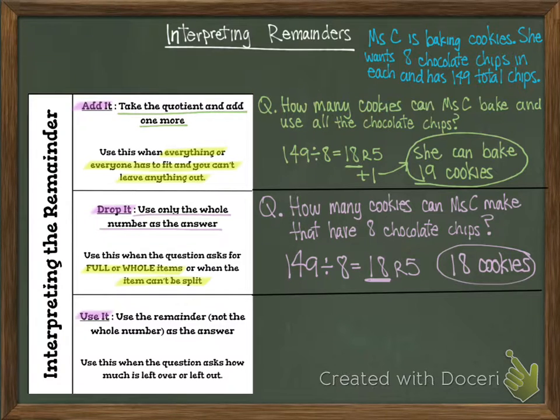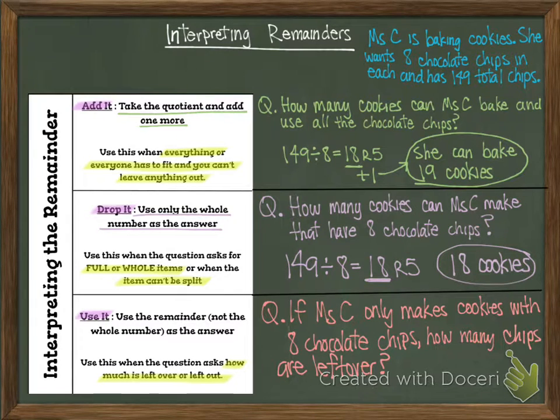Now let's look at the use it. It says use the remainder, not the whole number, as the answer. Use this when the question asks how much is left over or left out. Our question for this last one could be something like, if Miss C only makes cookies with 8 chocolate chips, how many chips are left over for her to eat? Our 149 divided by 8 is still 18, remainder 5.